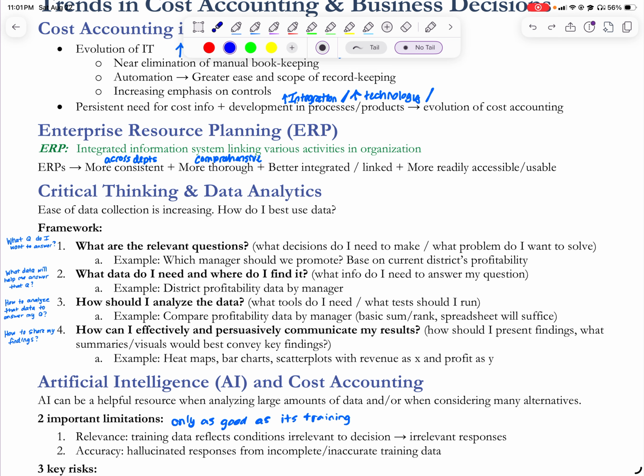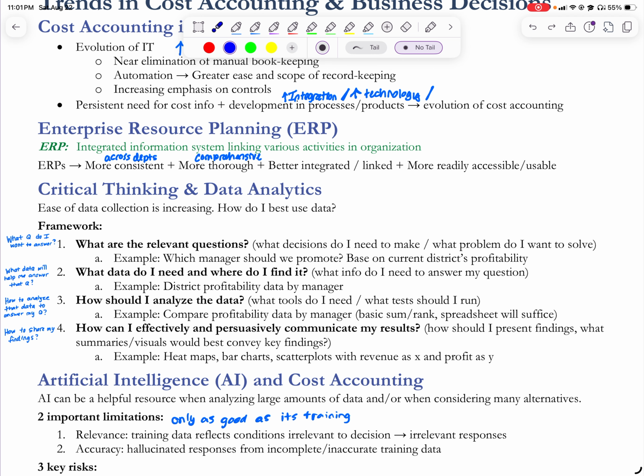The information that it provides is accessible, it's easy to access, it's this organizational level, and oftentimes it's more useful because I can link it up between all these different departments. It's already in a more consistent form. It provides more information, better information, more comprehensive and thorough information, easier to use information.